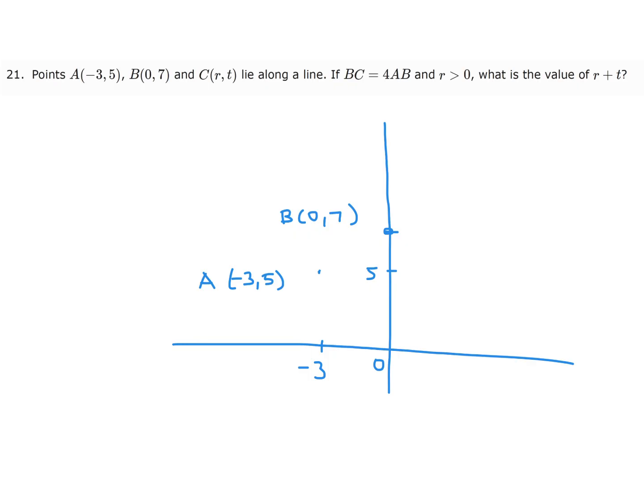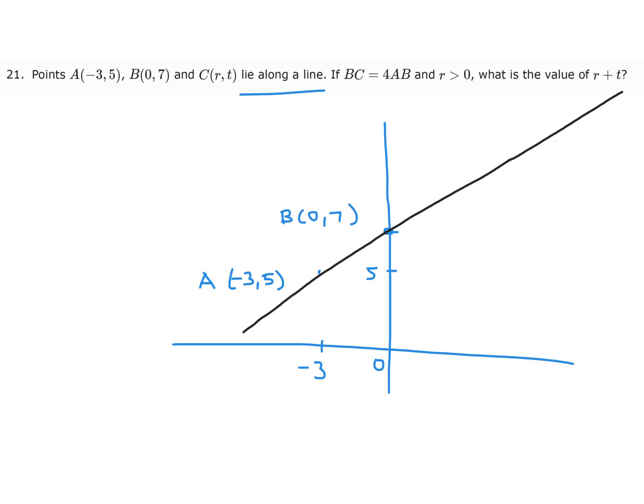Well, they're all along the same line. Okay, so that helps. So let's just say that line is something like this. I have no idea, but it's a straight line like that, right? It's supposed to be straight. And then this RT is somewhere along that line. So BC is 4 times AB. Okay, I got it. So that means this probably needs to be extended.